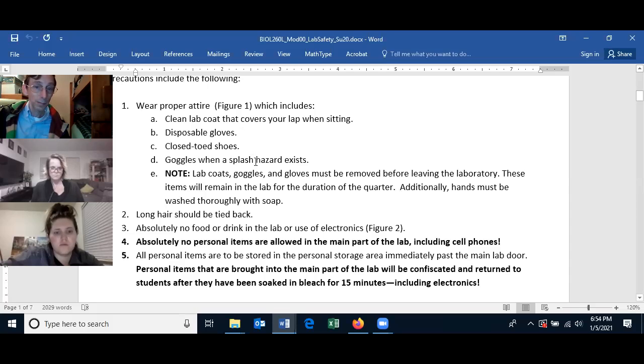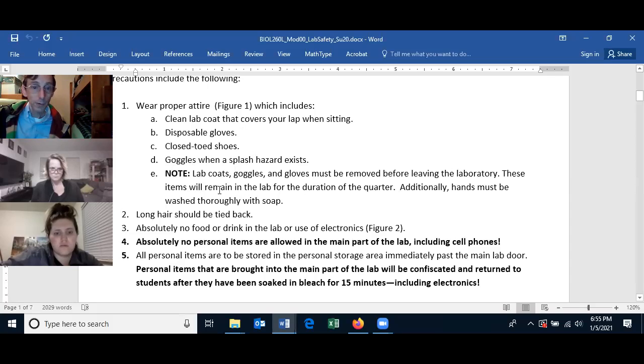When you're working with a splash hazard, you must wear goggles. So you don't have to wear goggles all the time when you're in the lab, only when you're going to work with a splash hazard. And let's say you had one thing you were doing in the lab. If you get done working with a splash hazard, you can then take off the goggles.